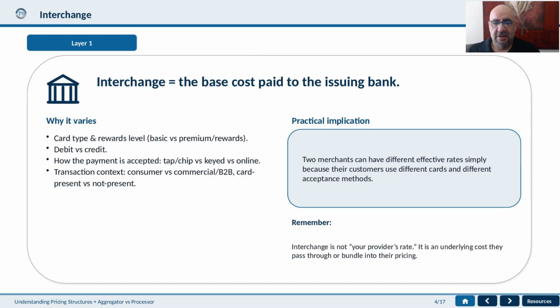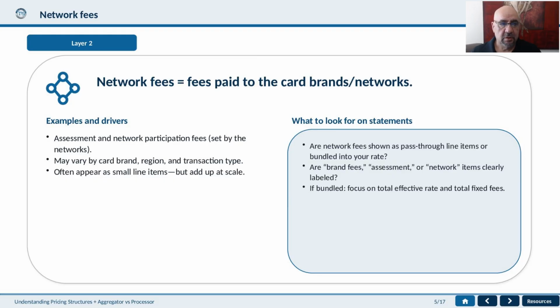Remember, interchange is not your provider's rate. It is the underlying cost that gets bundled into their pricing. Now, network fees are paid to the credit card brands, so we're going to break them down one by one real quick. The network fees, assessments and network acceptance are set by the networks and may vary by card brand, and that would be Visa, MasterCard, Amex, Discover. You'll see these in your statements. You'll see Visa charges, stuff like that.